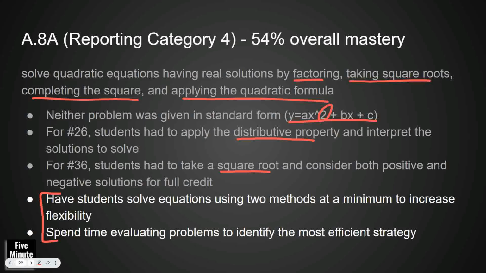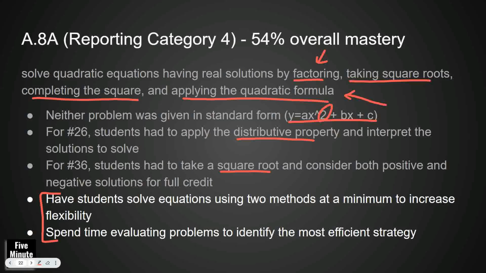Unfortunately, what happens is a lot of times students will just use their one favorite method that makes the most sense. They might really like factoring because they're good at multiplication, or they might like the quadratic formula. It's kind of cumbersome, but it works every single time. But these problems didn't necessarily work with the quadratic formula. We needed to factor one, we needed to take the square root of the other. So we need to make sure our students are fluent in more than just their favorite method, because you never know when a problem is going to set itself up for a particular solution strategy. And that's the second instructional implication.